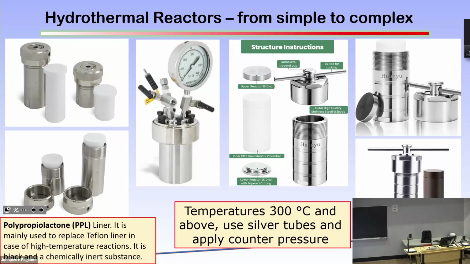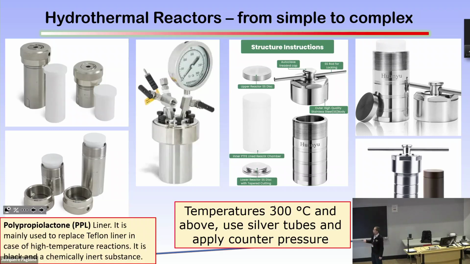Polyphenylene lactone, sorry. So this one goes to about 280, which is nice if you want to go to higher temperatures, but Teflon will give out. You have to buy them, but again, both the metal parts and the liners are much cheaper at Amazon. And that can make things much cheaper.